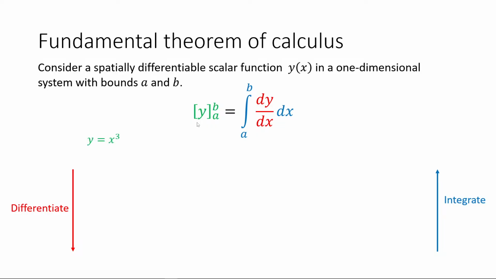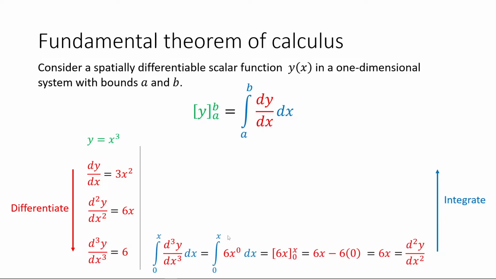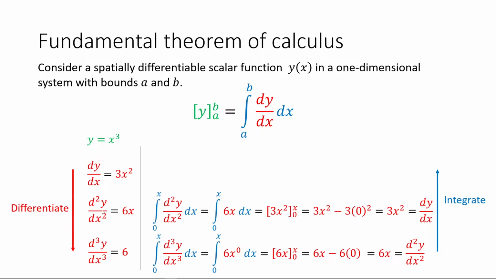get the original function. So I have a function here, I could differentiate it once, find the second derivative, and find the third derivative of the function. If I integrated that third derivative of the function, what will I get? I'll get my original function, which is the second derivative.